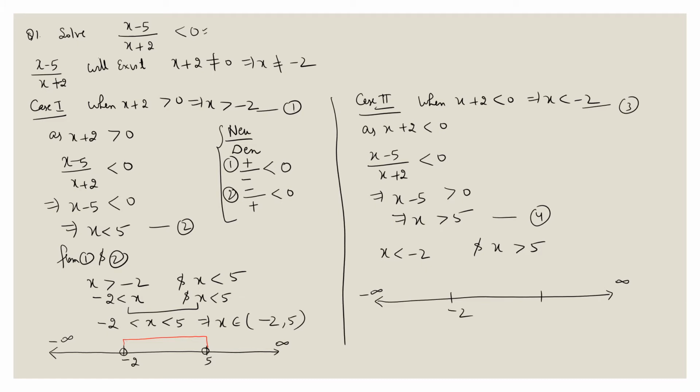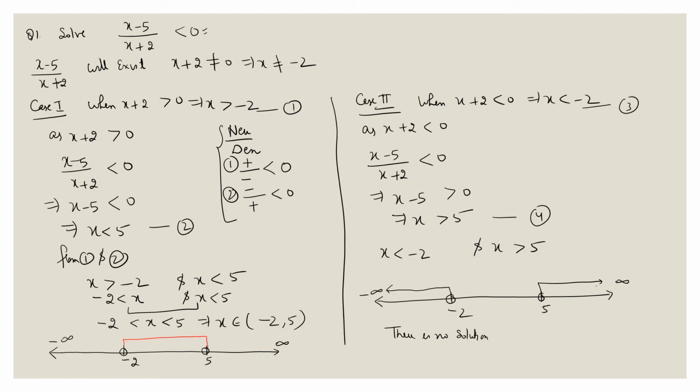This is minus 2 and 5 here. So x greater than 5 means the case is towards this side. And x less than minus 2 means the case is towards this side. So we are not getting any common solution. So in that case, we say that there is no solution.